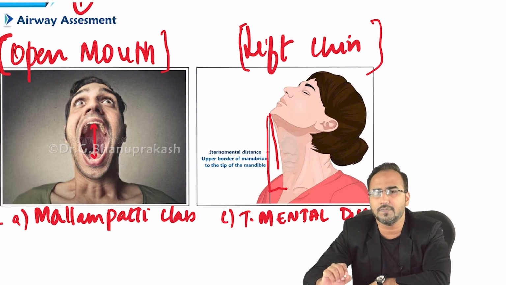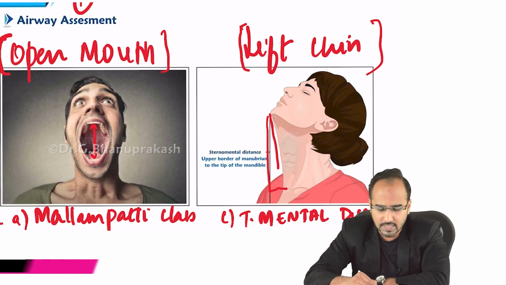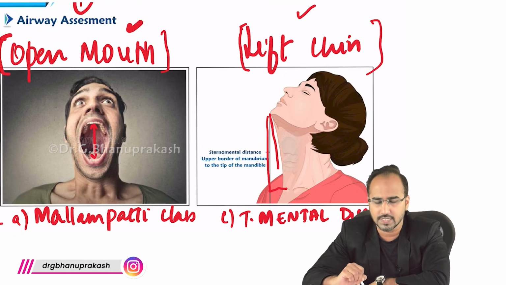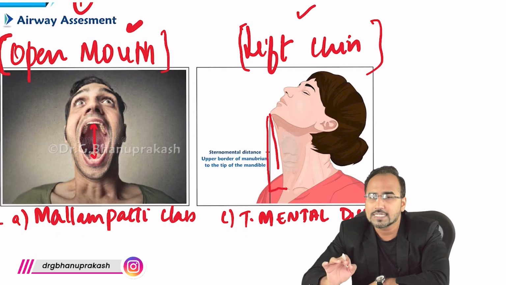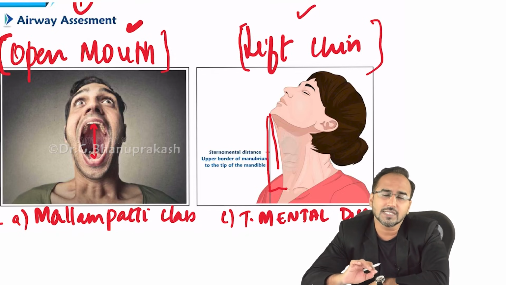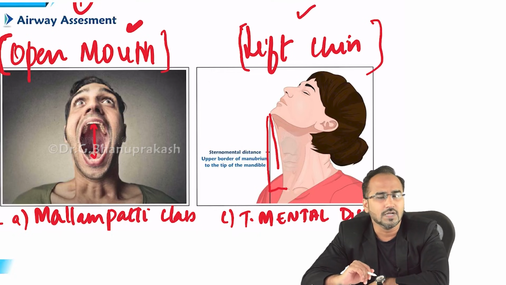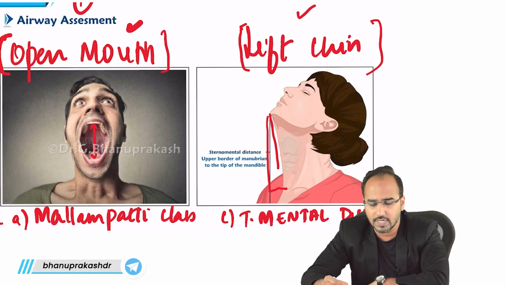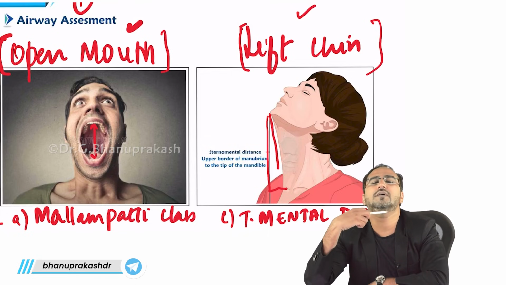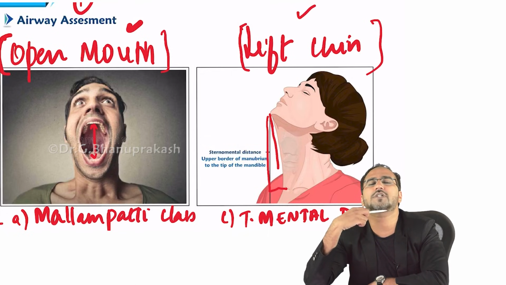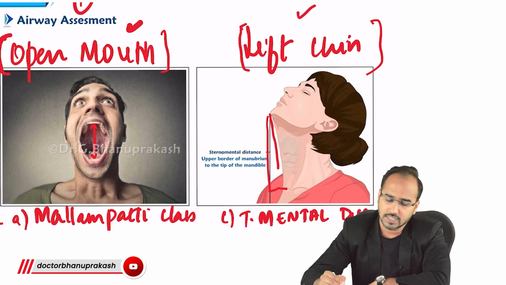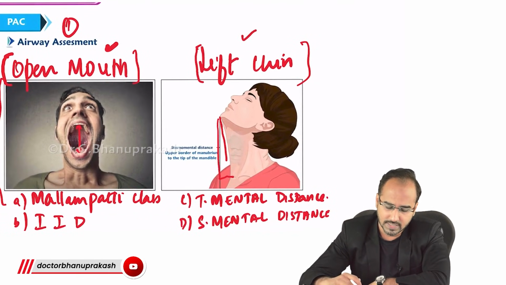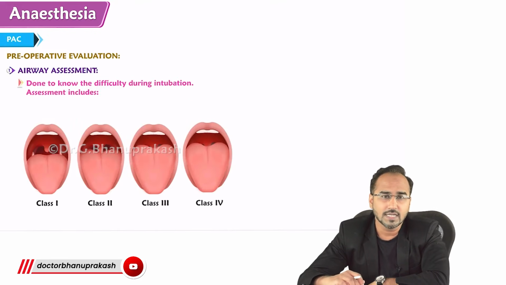So basically, guys, in PAC, we tell the patient 2 things and we assess 4 parameters. What 2 things we need to tell the patient? Sir, open your mouth. Second, sir, lift your chin. As the patient is opening mouth, what 2 parameters again you look for? Mallampati classification and inter-incisor distance. As the patient is lifting his chin, you look for the distance between the mentum and the thyroid cartilage, called thyromental distance, and the distance between the mentum and the sternal notch, called sternomental distance. Anyways, guys, that's regarding the airway assessment.